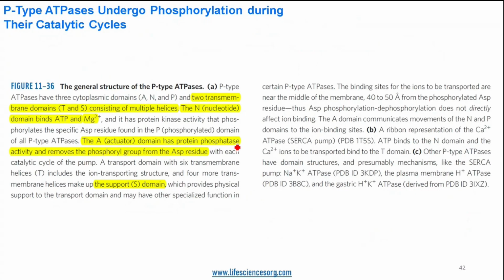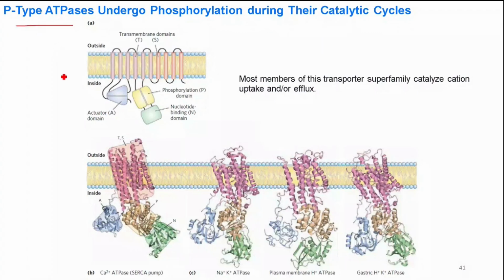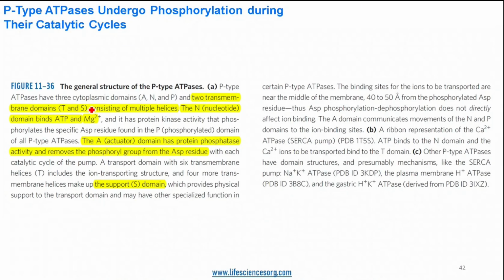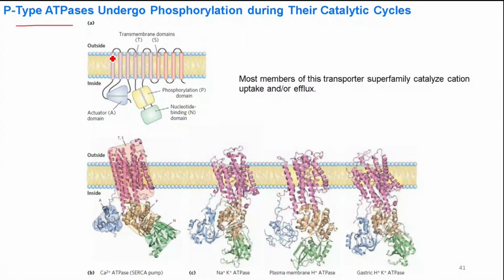So this is a P-type ATPase that transports calcium. We see first of all its structure. It has two major domains. One is the transport domain and the other is the S domain. This is the T domain and this is the S domain.